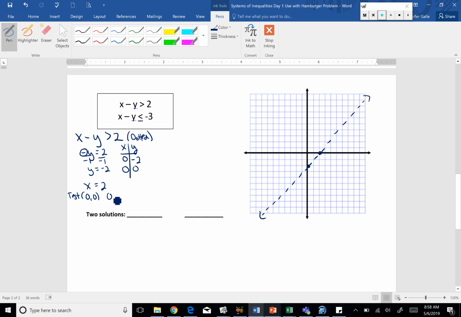you get 0 minus 0 is greater than 2. Is 0 greater than 2? No. So I need to shade away from 0, 0. 0 is not greater than 2. So 0, 0, it didn't work. I think for some of us, when I saw quizzes, some of you just automatically shaded where 0, 0 was. You've got to test it out first. We only want to shade solutions. Solutions make our inequality true, not false.